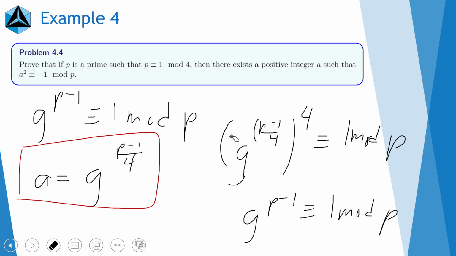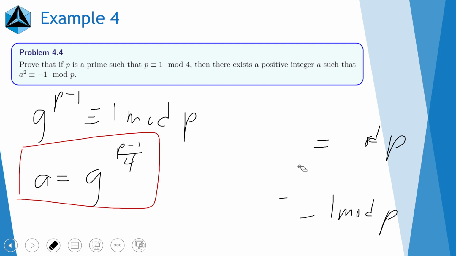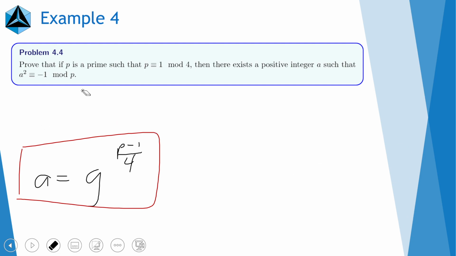Let me erase this and let's try to plug in and see what it gives us. Plugging it in gives us g to the p minus 1 over 2. We want to verify that this is not equal to 1 mod p, because if it's not, then squaring it implies that it is equal to negative 1 mod p.